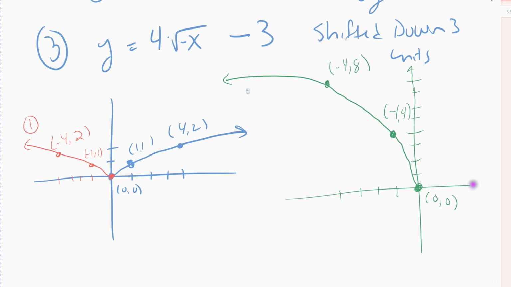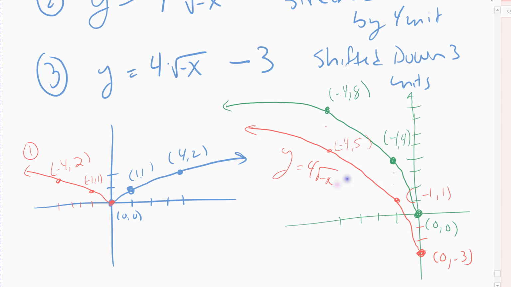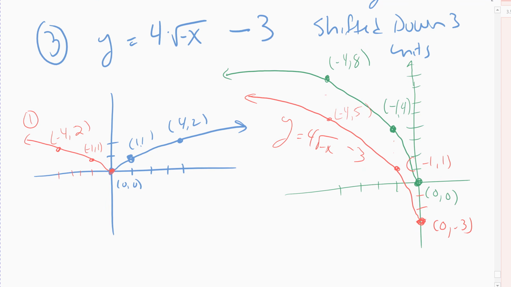And then the last thing is to shift it down. Again, I'm just going to shift it down on this graph here. I'm going to probably do my shift down in red just because it's easy to see. And so all of these get shifted down by 3 units. So 1, 2, 3. So now 0, 0 is at 0, negative 3. This gets shifted down by 3 units, and so it's now at negative 1, 1. And then this gets shifted down by 3, and so it's now at negative 4, 5. And there's the final graph, if I can get it up there. There's my 4 square root of negative x minus 3, where I've taken the original square root of x function, reflected it about the y-axis, stretched it by 4 units, and shifted it down by 3.